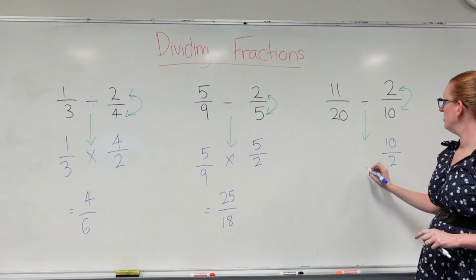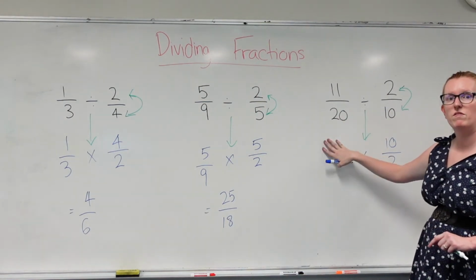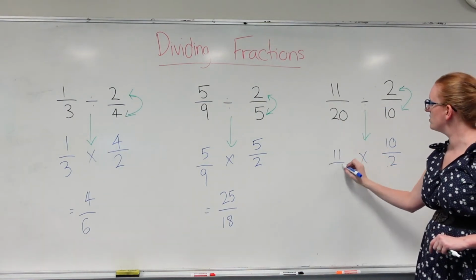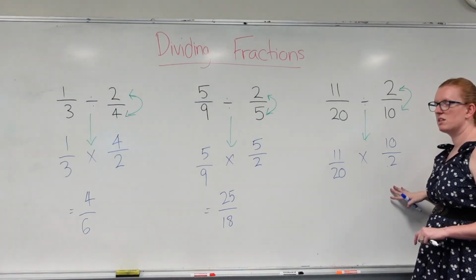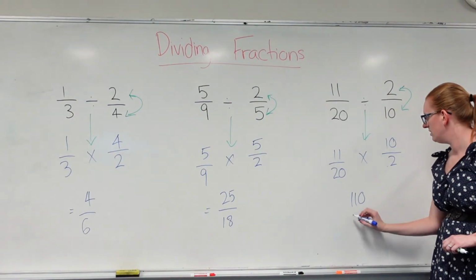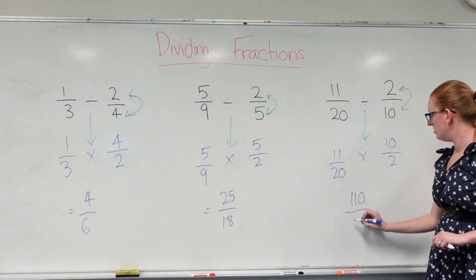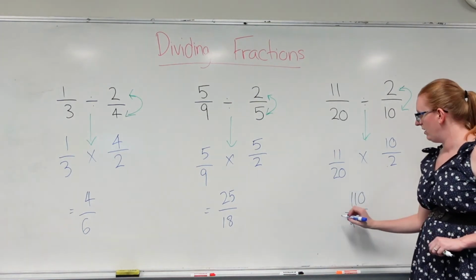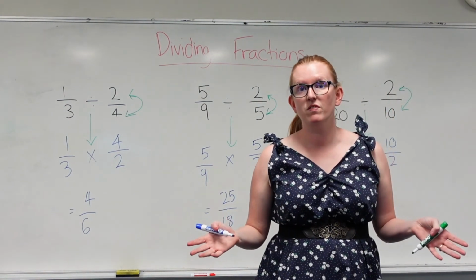And then my divide turns into a multiply. My first fraction stays the same, so it's 11 over 20. And now I'm just going to multiply them. So 11 times 10 gives me 110, and 20 times 2 gives me 40. And there we go. That's how we divide.